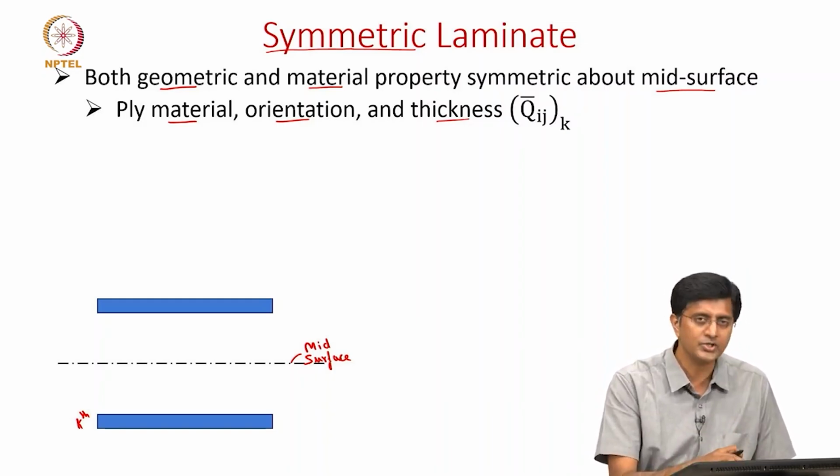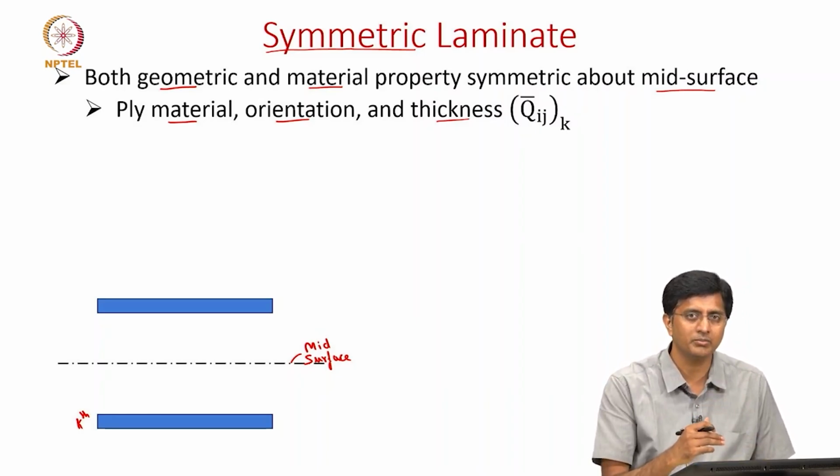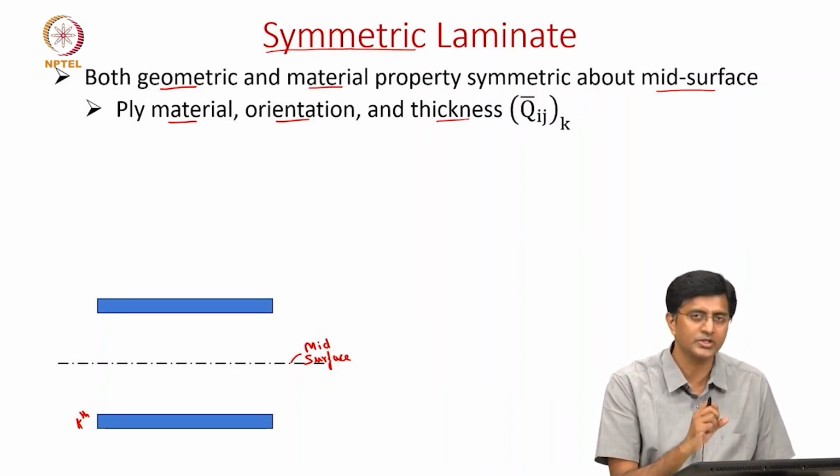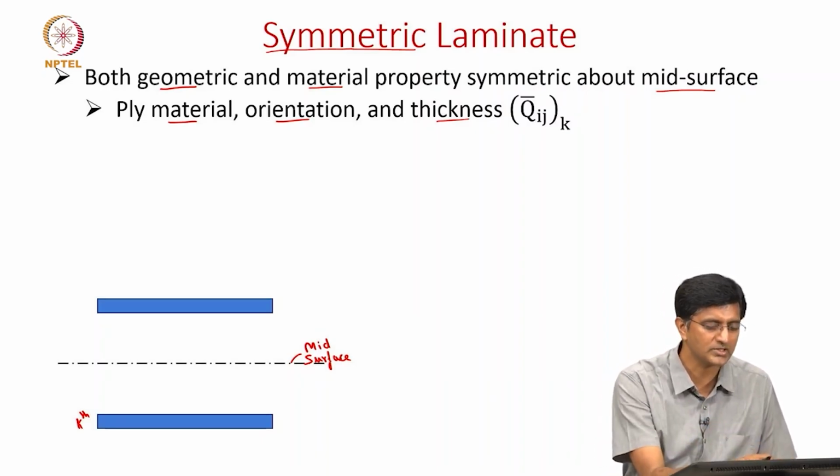So here I only showed a pair of lamina, but we can call it a symmetric laminate if all the plies in the laminate follow this principle, where there is symmetry for both geometry as well as material properties.